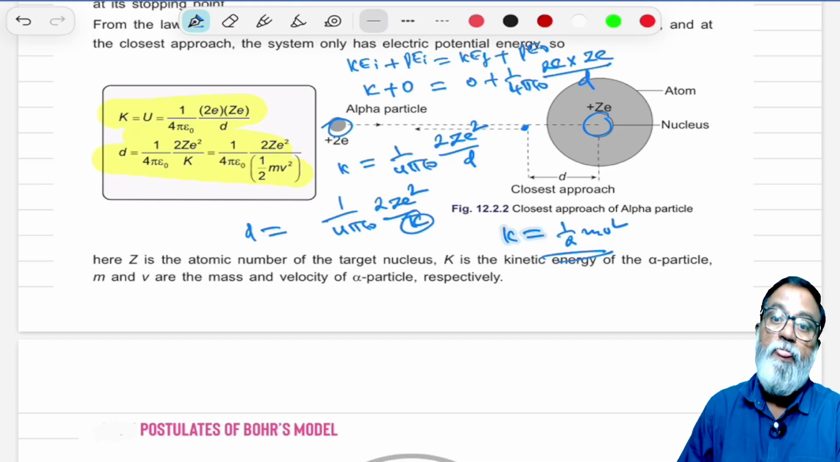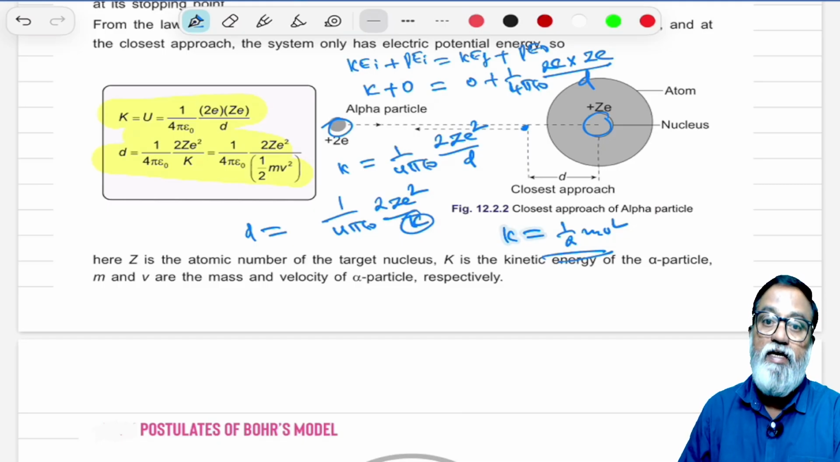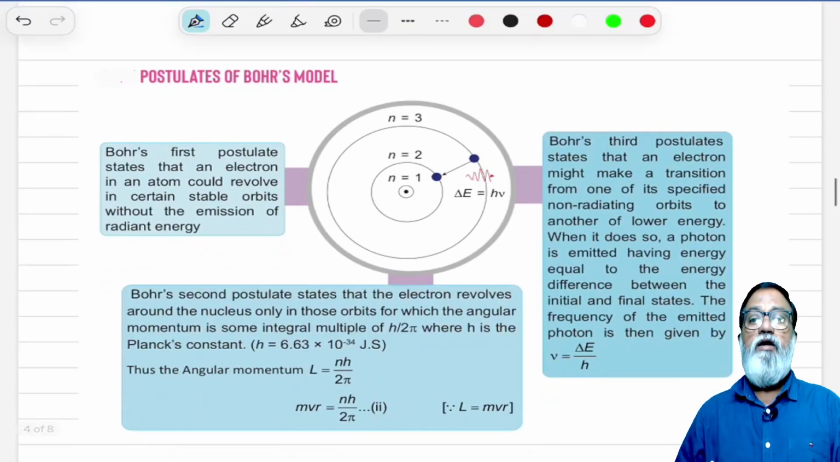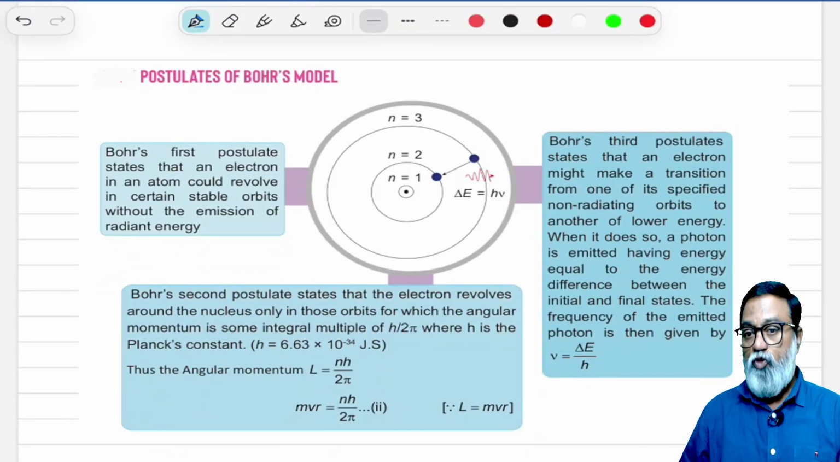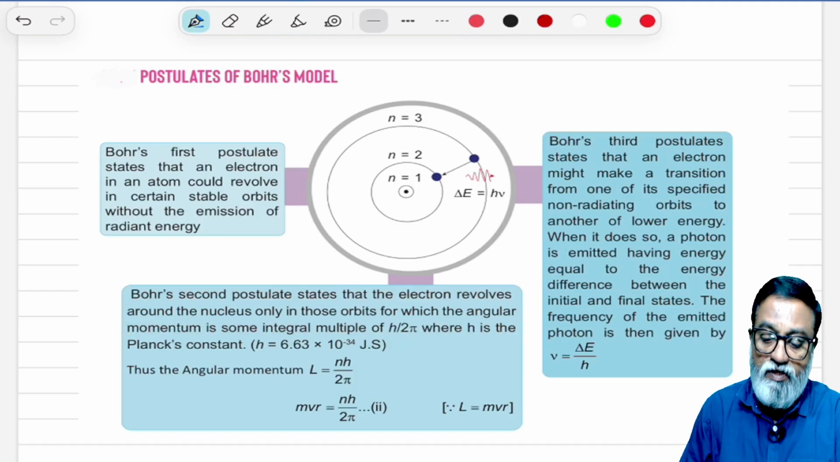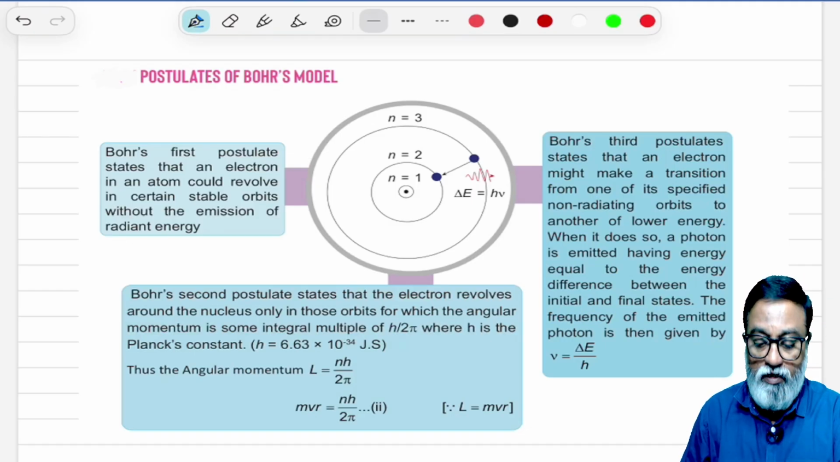This is about Rutherford alpha particle scattering. But in problems, the important things are the impact parameter and the distance of closest approach. Next, another atomic model, that is Bohr's model. Here in this rapid revision course, we have to concentrate only on concept and formula based content. First one, the postulates of Bohr's model.